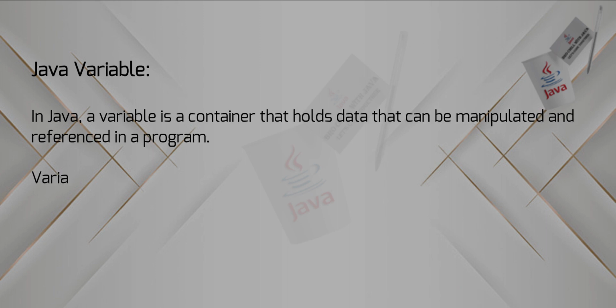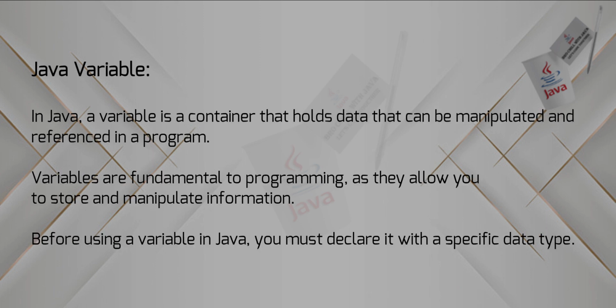In Java, a variable is a container that holds data that can be manipulated and referenced in a program. Variables are fundamental to programming, as they allow you to store and manipulate information. Before using a variable in Java, you must declare it with a specific data type.